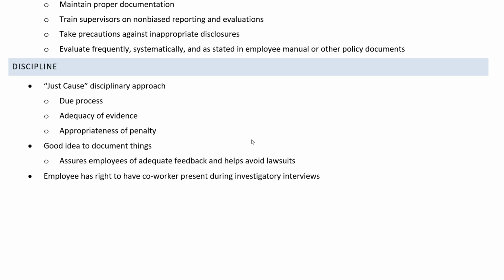It is a good idea to document things here, just again, to cover us later on. If there is a lawsuit, we'll be able to pull those records and demonstrate, here's why the person was fired. We kept documentation here. So even though they're accusing us of discrimination, the unfortunate matter of fact is that they violated company policy in many different ways, and we had to let them go. If we're going to be interviewing somebody in an investigatory interview, the employee does have the right to have a coworker present, just so there's somebody else there that can verify the things that are said.